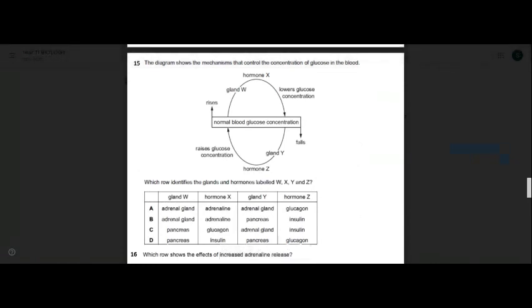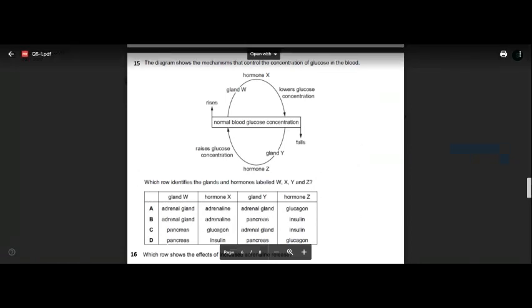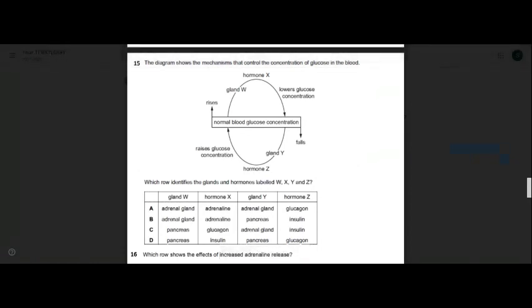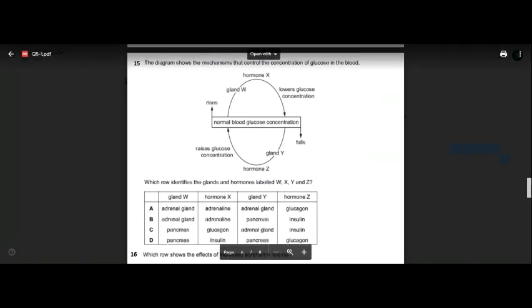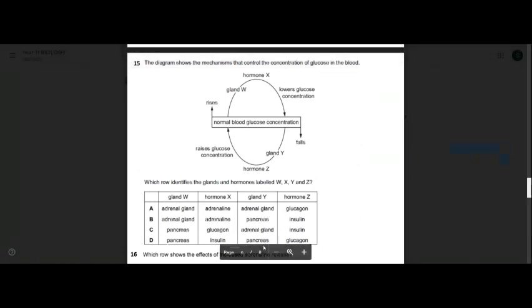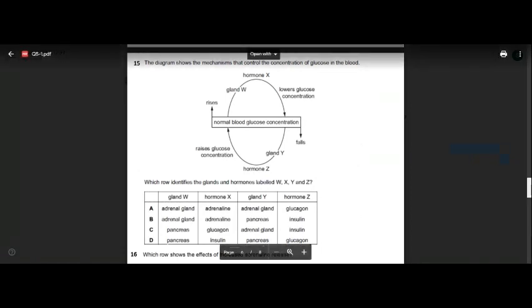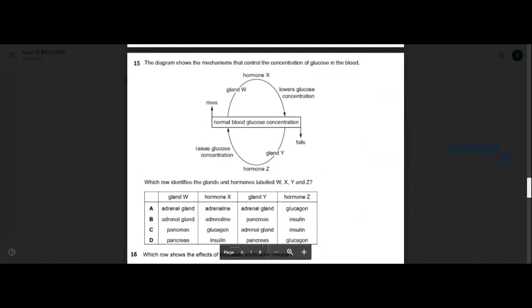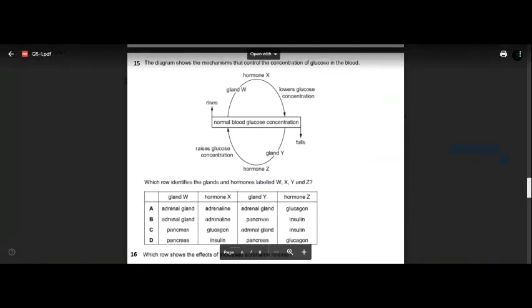So if gland Y is also pancreas, and that one is also pancreas, the only one that shows this is D. So the answer is D, without even going further to guess which one is which, what is X and what is Z. I just go directly to the answer. It guides me to the answer, because gland W and Y, both of them should be pancreas. So for sure, hormone X is insulin and hormone Z is glucagon.